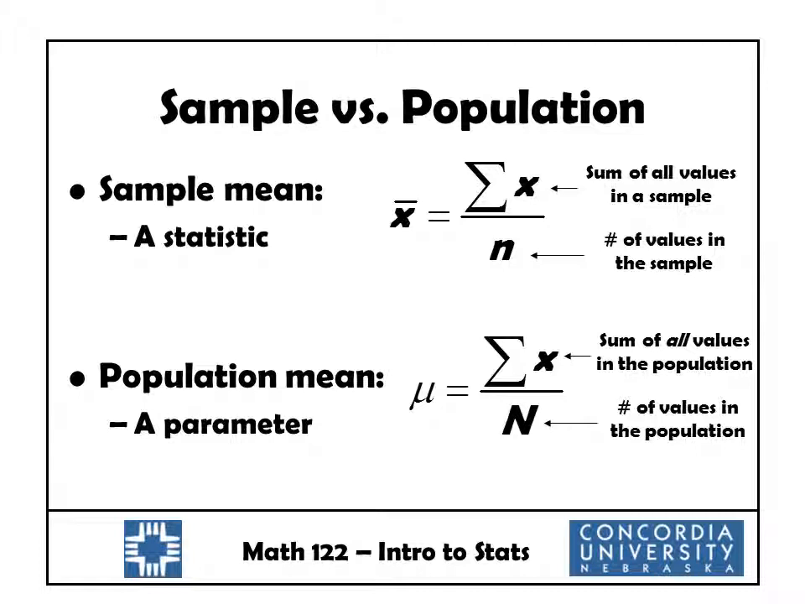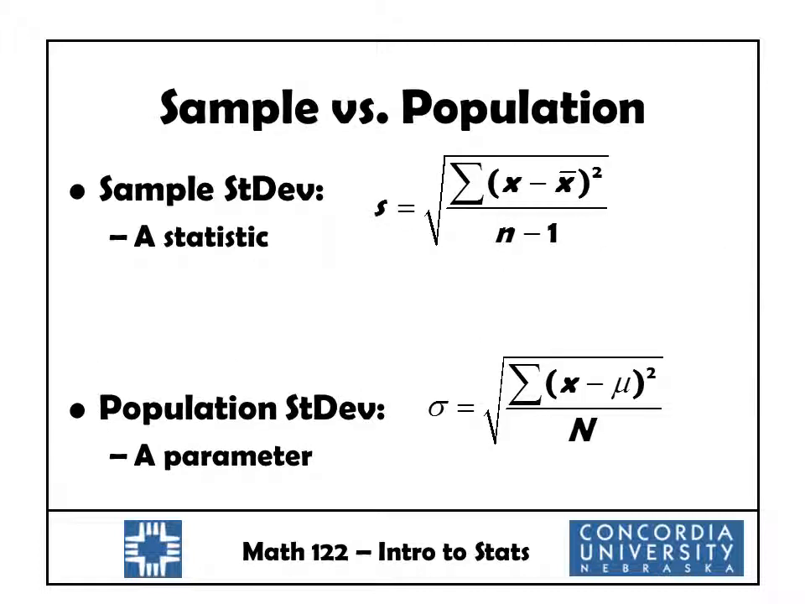Likewise, when we calculate standard deviations, we have a sample standard deviation and a population standard deviation. Sample standard deviation is denoted by s. It's the formula there. And then we have population standard deviation, which is denoted by sigma. And again, the difference is that s is calculated using information from a sample, and sigma is calculated using information from every single member of the population. s is a statistic, and sigma is a parameter.